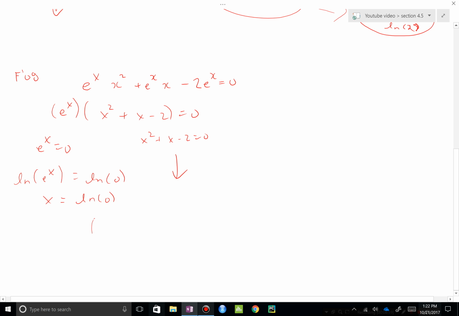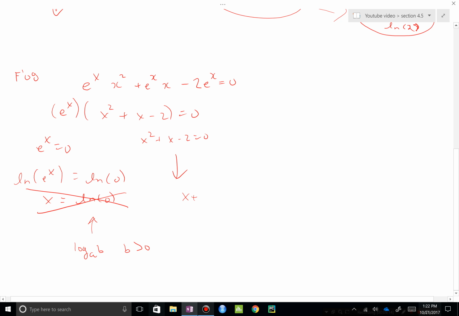Is this an answer? Absolutely not. Why not? Because we learned about the domain restriction on a log that the argument must be greater than 0, not equal to. So this is garbage. So your answers are only going to come from this, which is x.